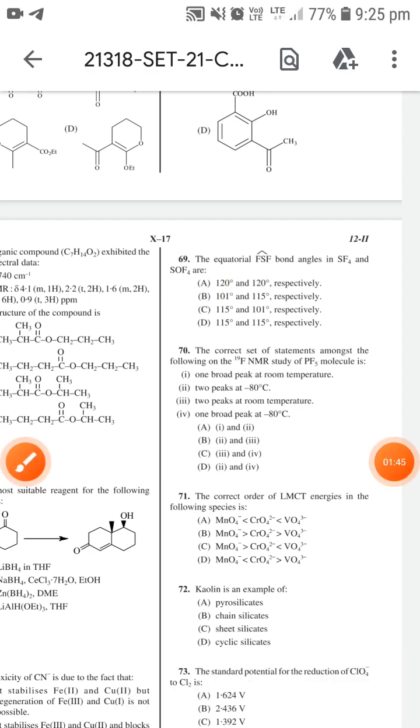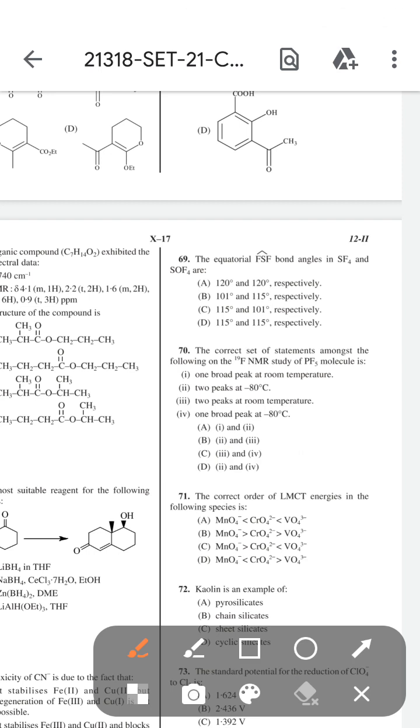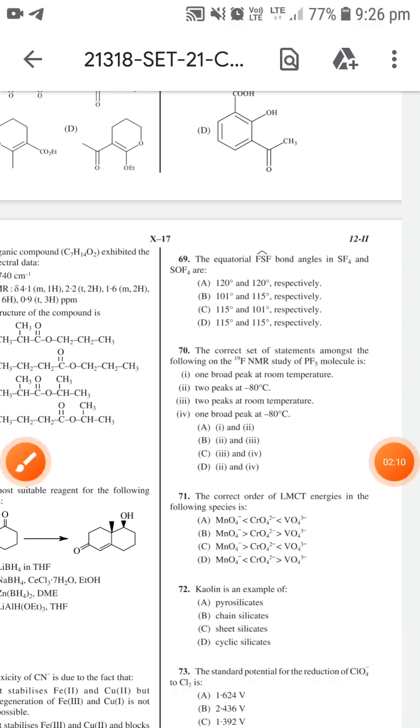Next, question 70. The correct set of statements among the following on the 19F NMR study of the PF5 molecule is. Okay, so here the correct option is option A. And it is a spectroscopy question.